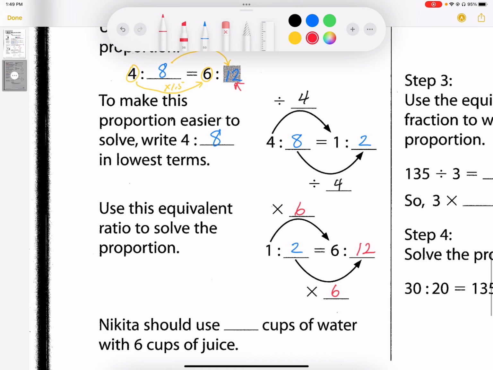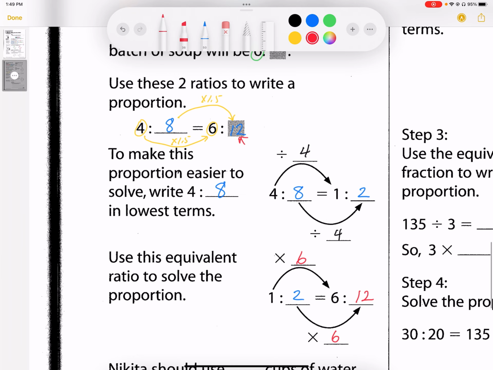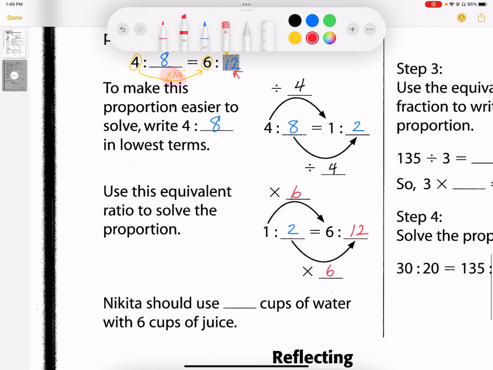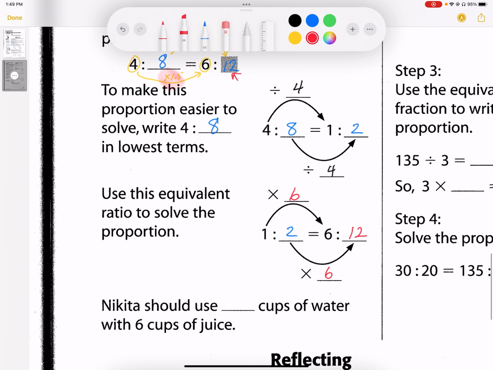This strategy that they're showing you, we don't have to use this strategy. It's perfectly okay to use our decimal multipliers here. But this is using what we call a unit rate. We're comparing everything to 1. This is what we call a unit rate. So the final answer, regardless of how you do it, we need 12 cups of water.